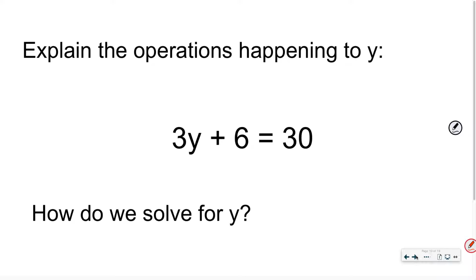Explain what's happening to 3y in this equation. 3y plus 6 equals 30. What are we doing? What are we doing to y? Easy. We're multiplying by 3, and then get it by itself. We're not solving it, we're just identifying what's happening to it.